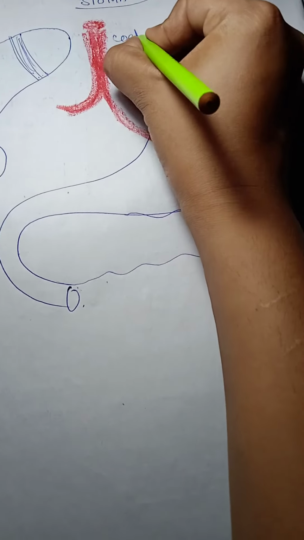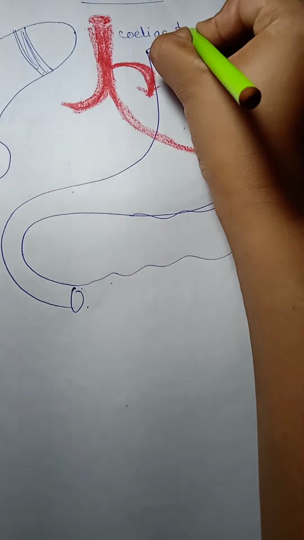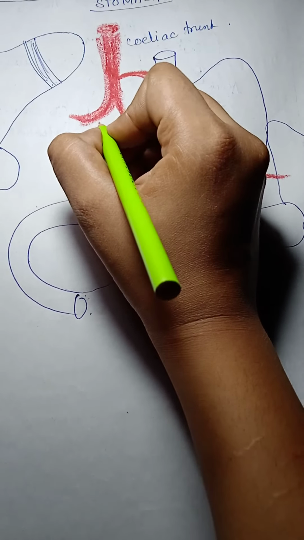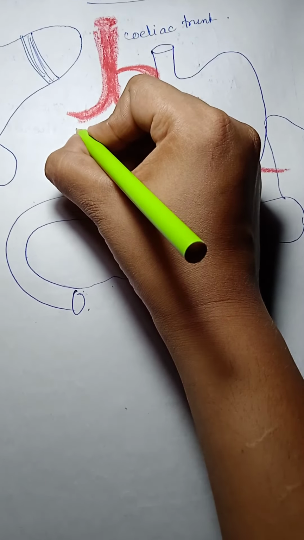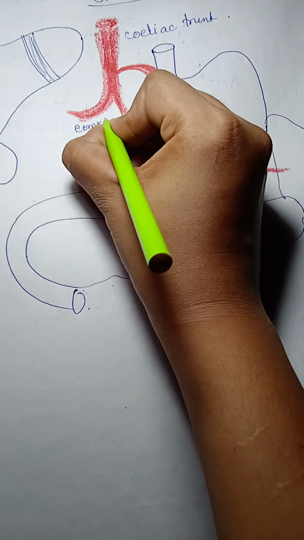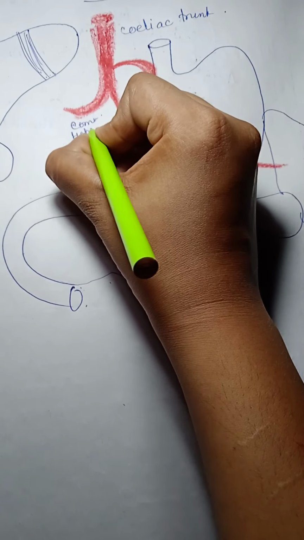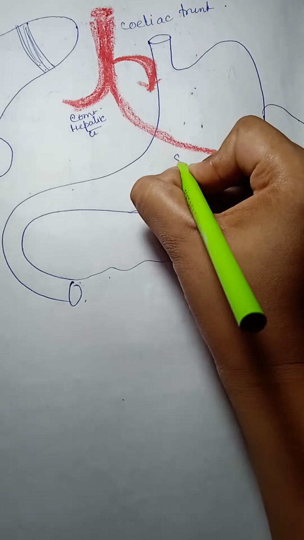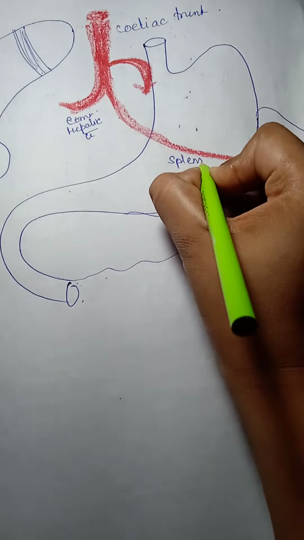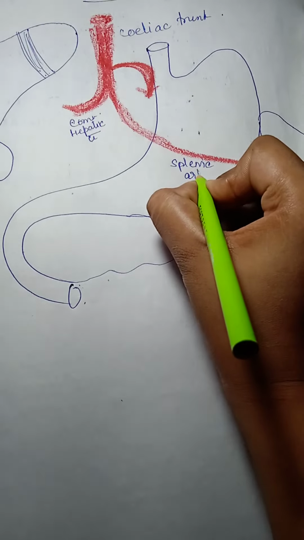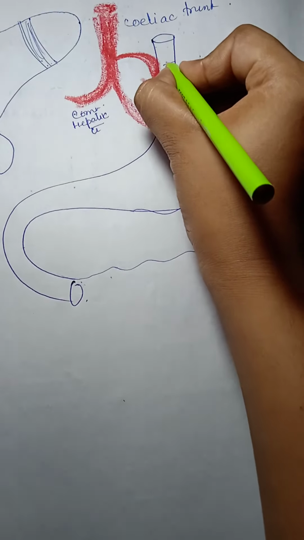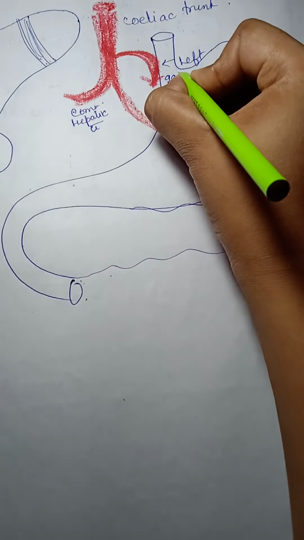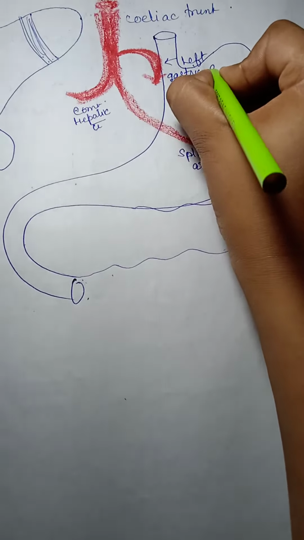This is the celiac trunk. The first artery arising from the celiac trunk is the common hepatic artery. This one is the splenic artery, which gives the blood supply to the spleen, and this one is known as the left gastric artery.